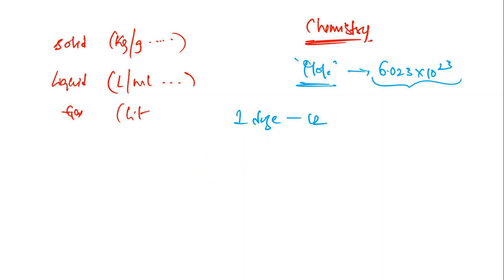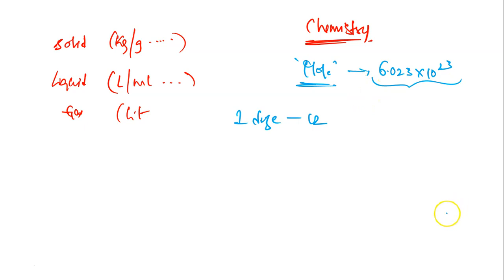Mole is a constant unit of measurement that's used in chemistry irrespective of the physical state. And how do we use it irrespective of the physical state? That's what we are working on. And the value of 1 mole is equal to so-called 6.023 into 10 power 23 units.